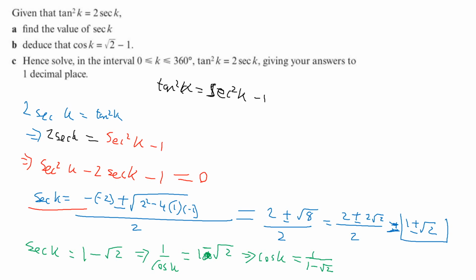And now what we need to do is rationalize that denominator. So what we're doing is that's the same as 1 over 1 minus root 2 times 1 plus root 2 over 1 minus 1 plus root 2, which is the same as 1 plus root 2 over minus 1.